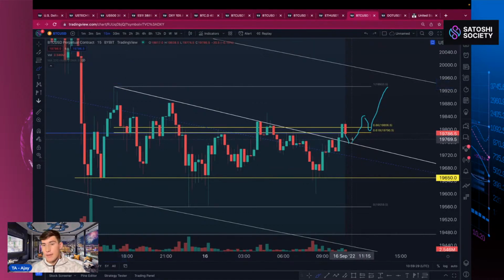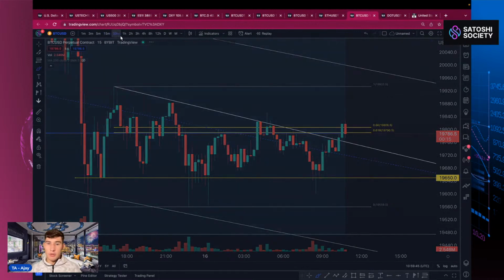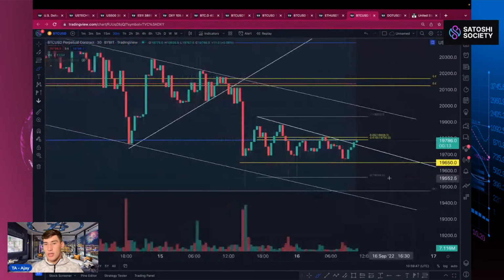If we do get this confirmed bounce off of this now support level, and then we do reclaim these levels here, that's what I would be looking at. Now, this is only in the short term. This is only a very, very small trade, but I'm looking at this as a longer term long as well, because if we zoom out to the 30-minute, we can also see another pattern forming as well.